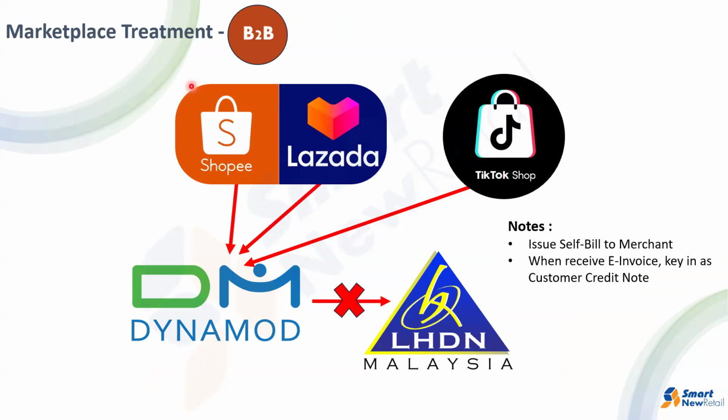So yeah, for anything from Shopee, Lazada, TikTok, when they go into Dynamod, you should mark the customer as not applicable for e-invoice. So we don't submit again to LHDN. So your company sales revenue won't be doubled on the government side. It won't get a double entry.